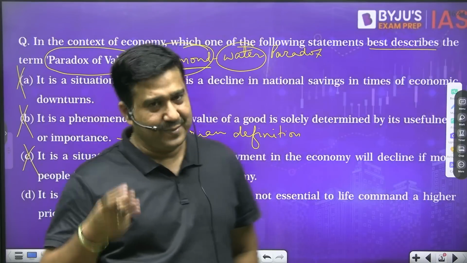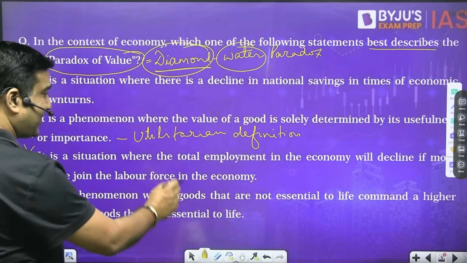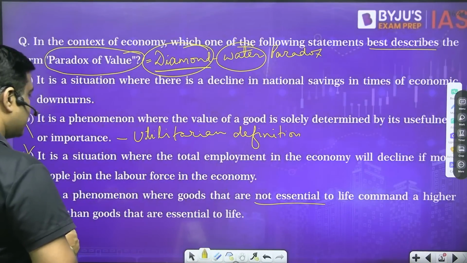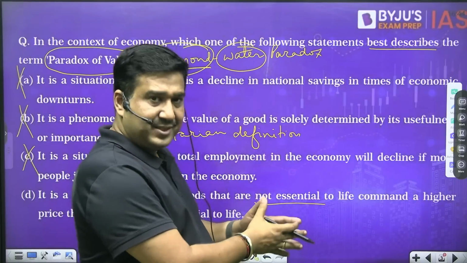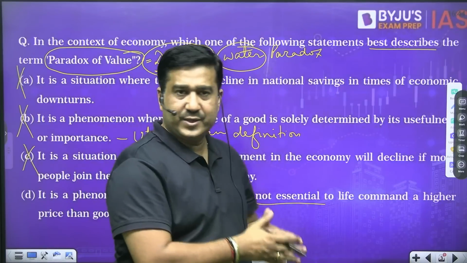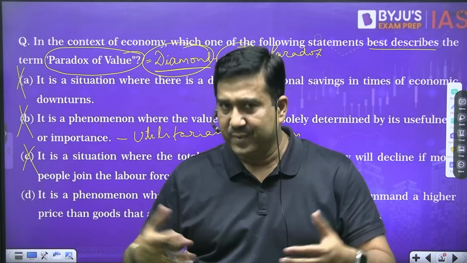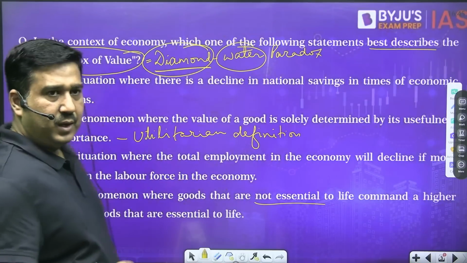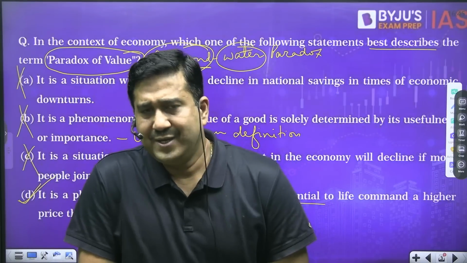So 3 options eliminated. Now we are left with, it is a phenomenon where goods that are not essential to life command a higher price than goods that are essential to life. A commodity which is not essential is sold at higher price, and a commodity which is more essential is sold free of cost or at a cheaper price. So option D would be correct. Now the point is how it happens and why it happens.